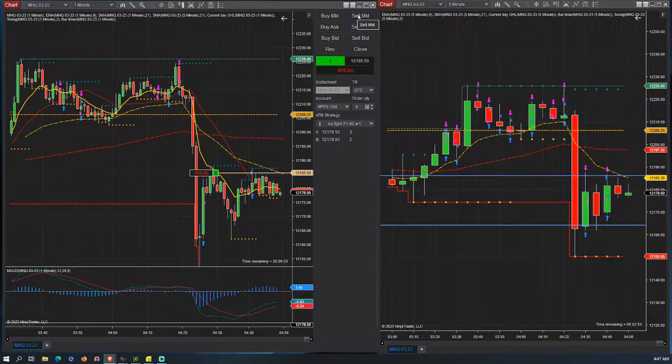It's chopping around, as you can see. Like really chopping around here. This is like chop fest. Definitely a little choppiness going on here.